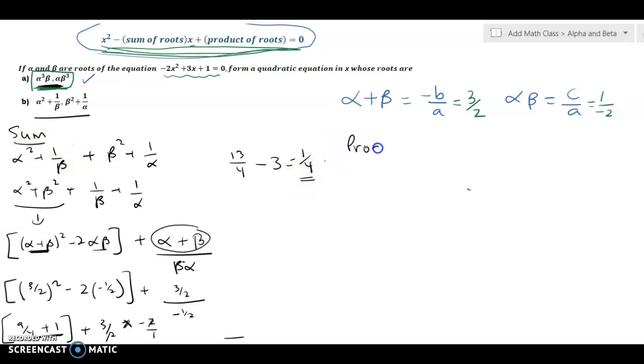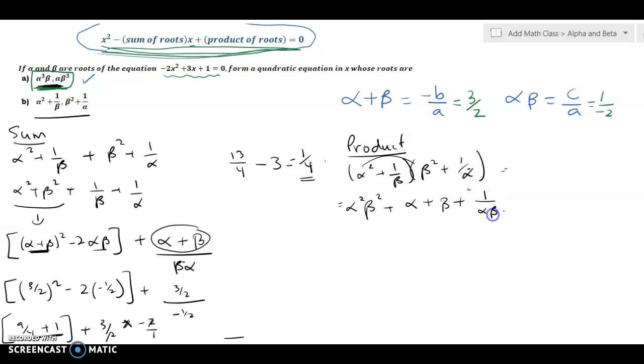Now let me find the solution for the product. Product now will be alpha squared plus 1 on beta by beta squared plus 1 on alpha. Expanded, now I'll get, I'll write it here, alpha squared beta squared plus alpha, because alpha squared by 1 on alpha is alpha, 1 on beta by beta squared is beta, and 1 on beta by 1 on alpha is 1 on alpha beta. Right, so this is nice. We'll do this, alpha plus beta plus 1 on alpha beta, and lovely.